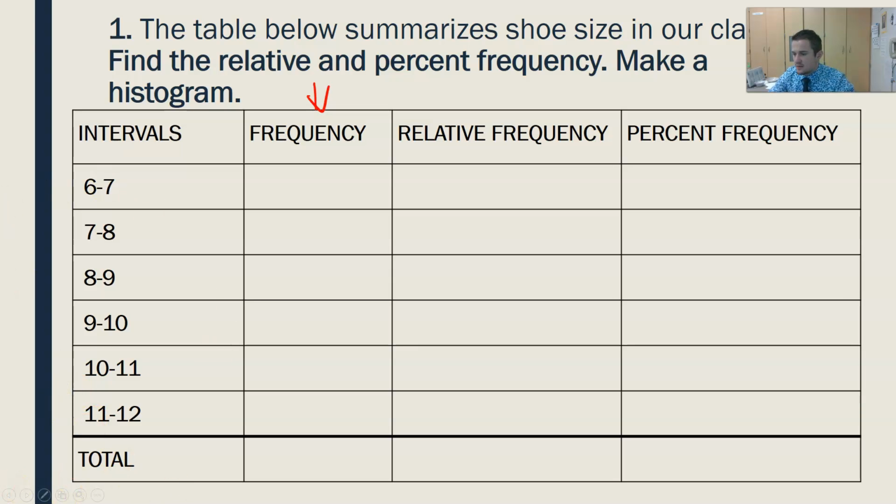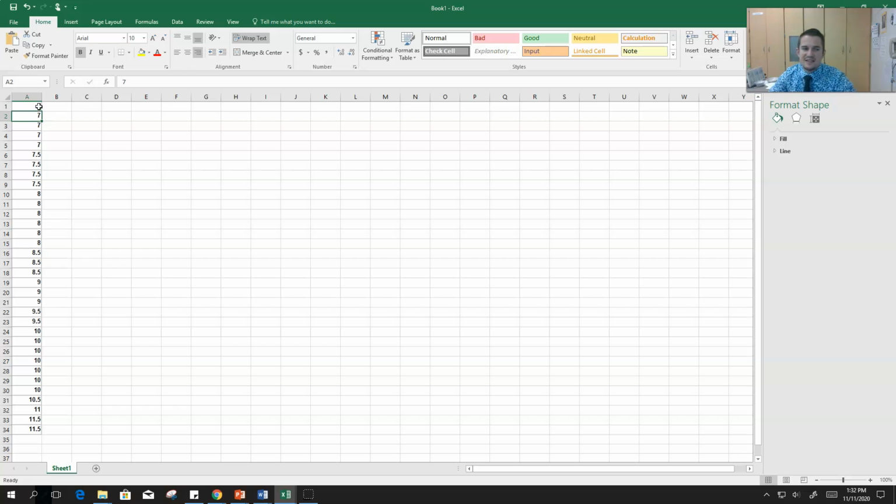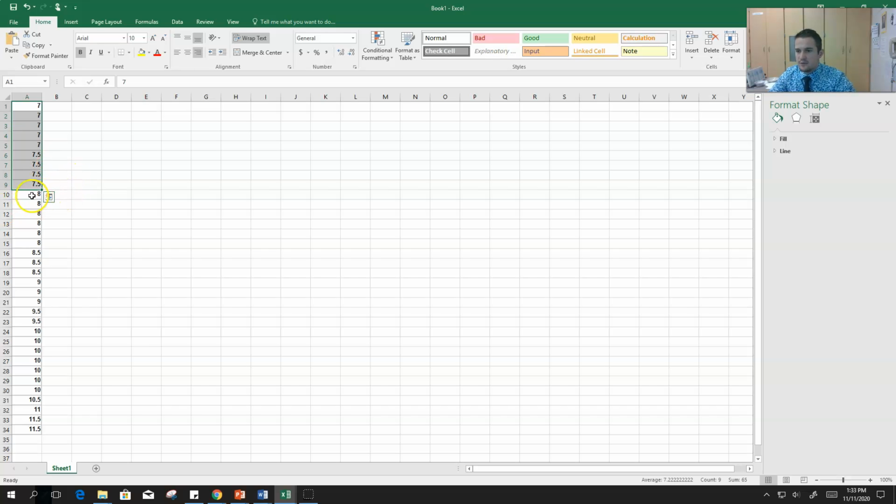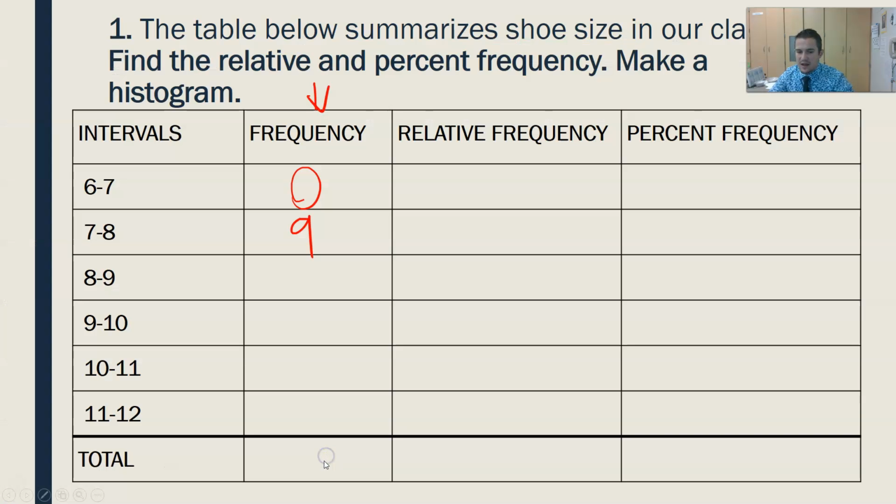So let's look at my data here. I don't have any size 6s or 6.5s, so there's going to be nothing in that first row, but I have 9 data values between 7 and 8, my 7s and 7.5s. So back on here, I put a 0 here, and I'd put a 9 here. There's 0 6s to 7s. There's 9 shoe sizes between 7 and 8. Let's look at the interval between 8 and 9, with 8 being the endpoint. I have 1, 2, 3, 4, 5, 6, 7, 8, 9. I'm going to have 9 of these as well.